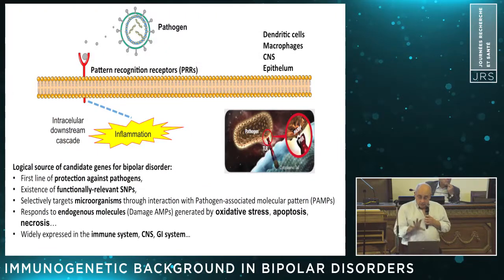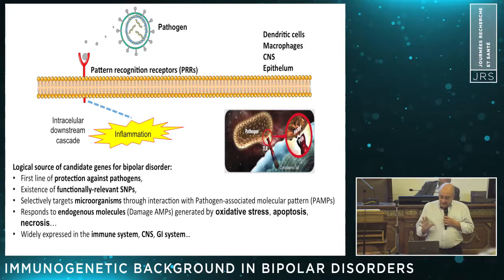We start with the PRRs, which are a logical source of candidate genes for bipolar disorder because they are the frontline for protection against pathogens. They are also the frontline for protection against endogenous molecules, and as they sense what we call DAMPs, damage-associated molecular patterns, they are represented in all systems and all cells of the body, including the brain.